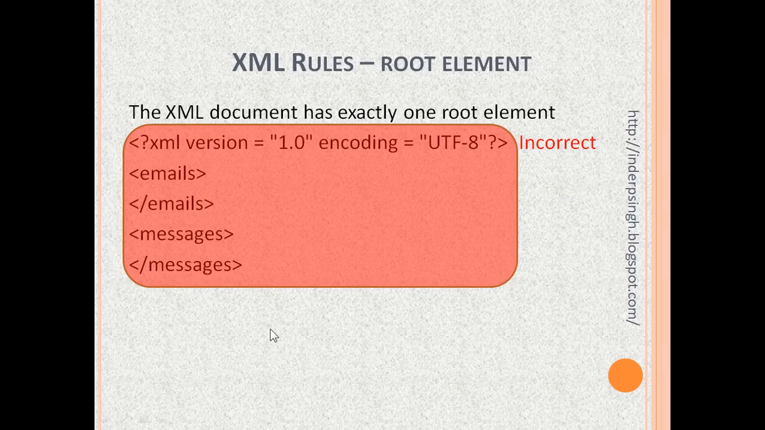The next XML rule is regarding the root element. The XML document should have exactly one root element. Now what is the problem with this example? It does have the XML declaration at the beginning, and then it has the root element. So we have the opening tag of the root element, then we have the closing tag of the root element. Now the problem is that everything else within this XML document should be within the root element. This is not the case. After the root element ends, we have another opening tag and closing tag. So that is the problem with this XML document.